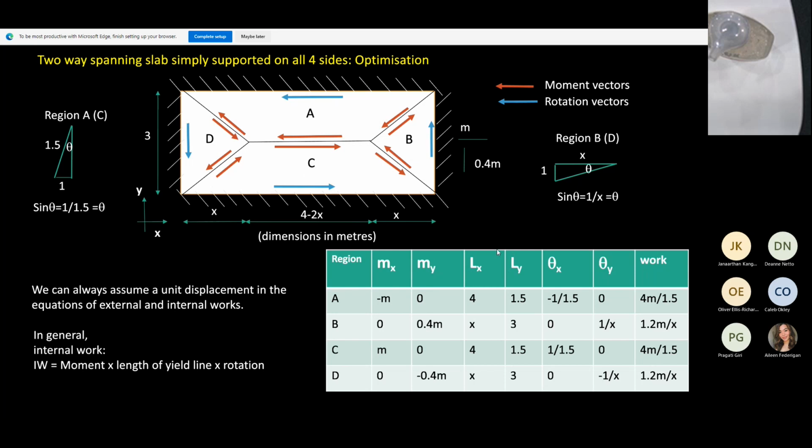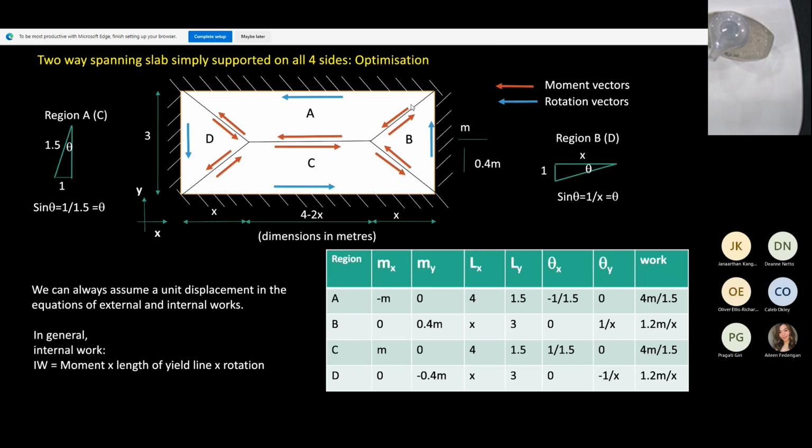Correct? Now, let's look at the yield lines. This is the yield line for region A. Now, look at this yield line here and project it onto the x-axis. Do you agree it's 4? Agreed? So that's the yield line for region A. You project on the x-axis, it gives you 4. Agreed? So you've got 4 there.